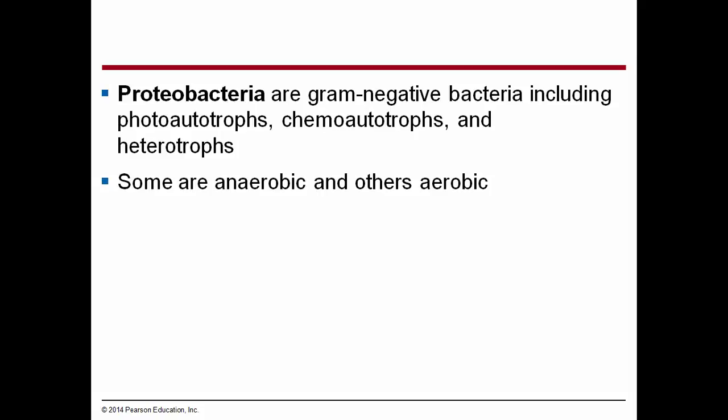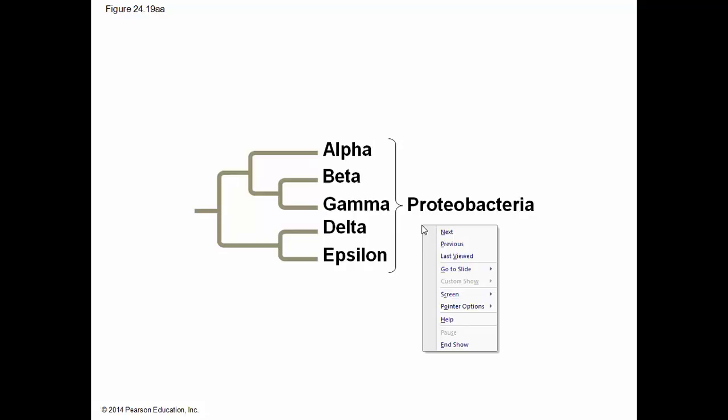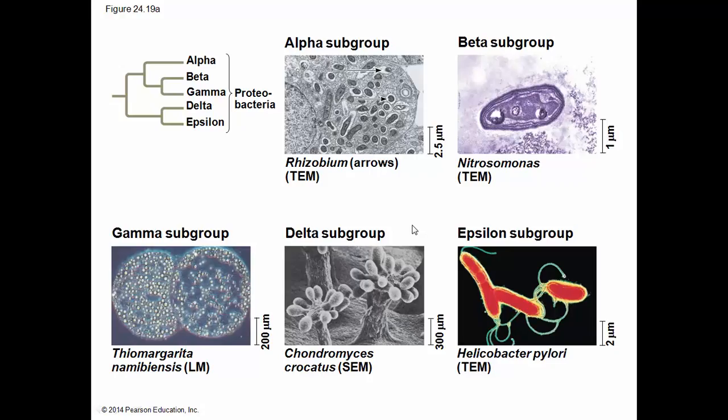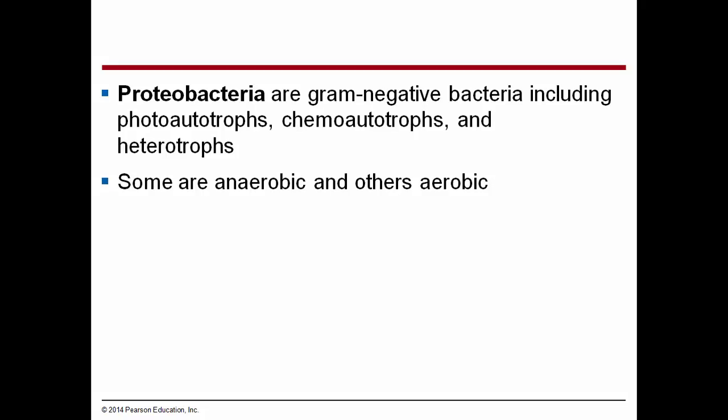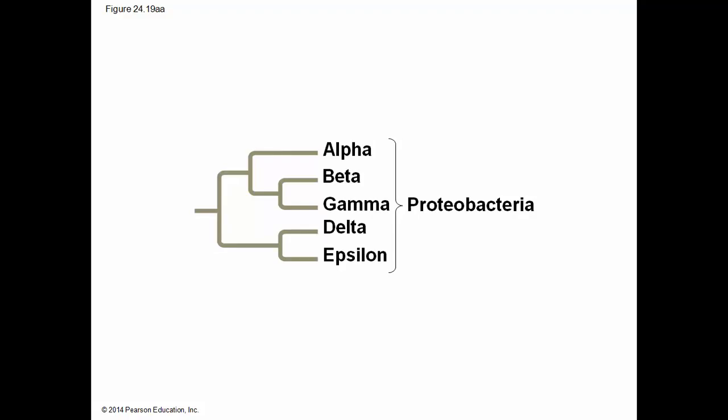Proteobacteria, and this is on page 472, are gram-negative bacteria, including photoautotrophs, chemoautotrophs, and heterotrophs. Some are anaerobic, and others are aerobic. Okay, proteobacteria: alpha, beta, gamma, delta, epsilon. They're quite a diverse group of bacteria, all within the domain Bacteria.